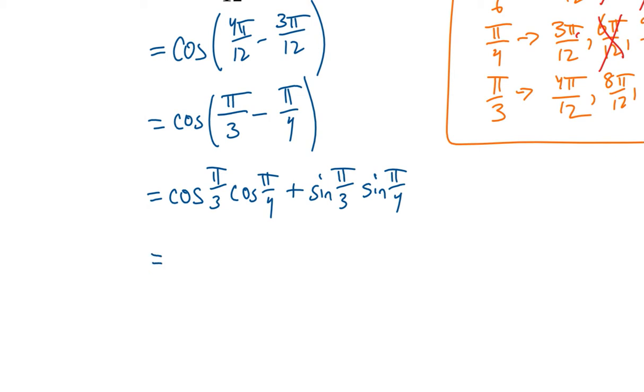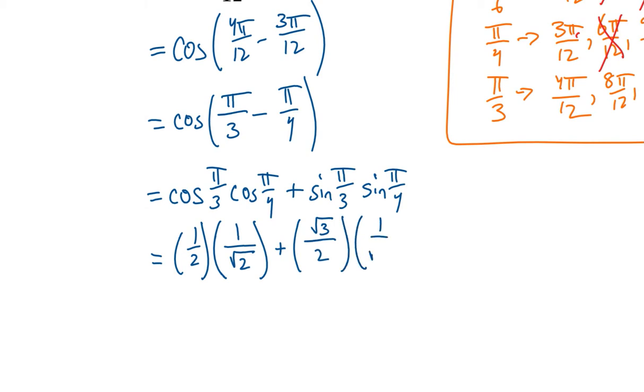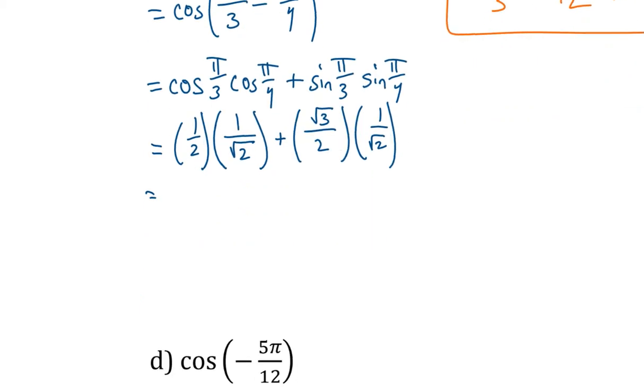Then we evaluate each of them. Cos of pi by 3 is 1/2. Again, you'd be using the special triangles. I'm not going to go over all of that at this point in the course. We're supposed to just kind of know how to do that, so I'm not reteaching it. I hope you're okay with me kind of rushing through that part. Sine of pi by 3 is root 3 over 2. Sine of pi by 4 is 1 over root 2. Then simplify. So 1 times 1 is 1. Root 3 times 1 is root 3 over 2 root 2.